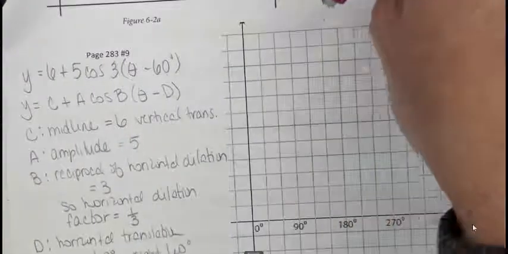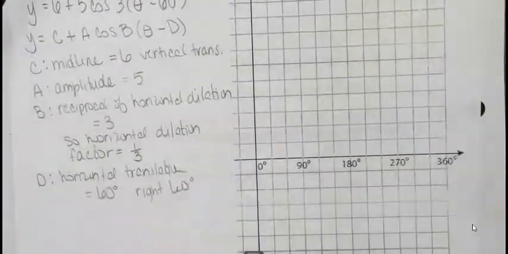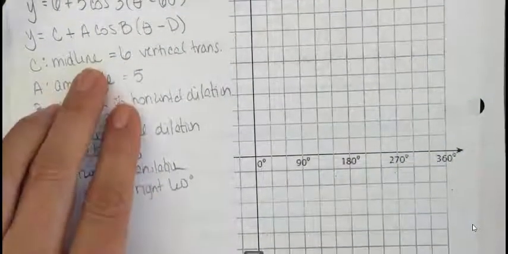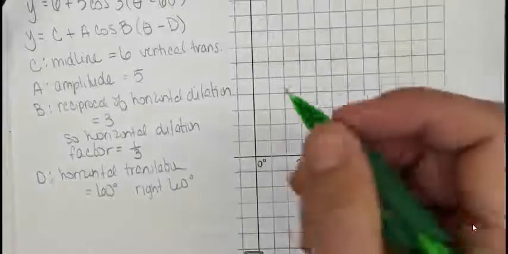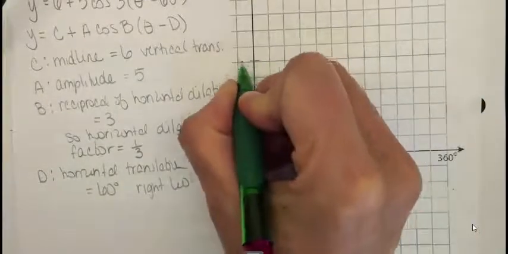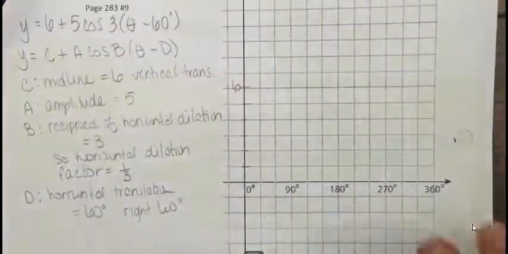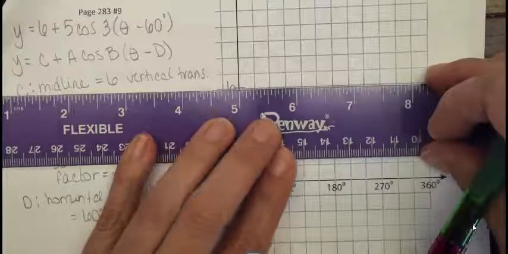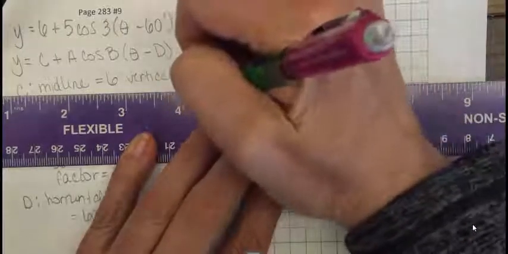Okay, so let's think about all of these things together. And this is where it gets a bit tricky. First thing I'm going to do is graph my midline. So my midline is going to be at 6. Then I'm going to actually draw in my midline. This is going to help us. So I'll do a dotted midline.